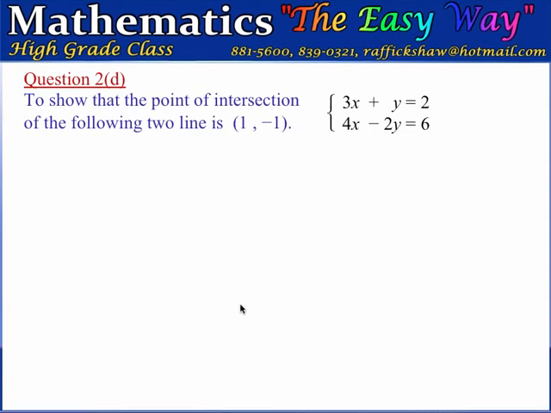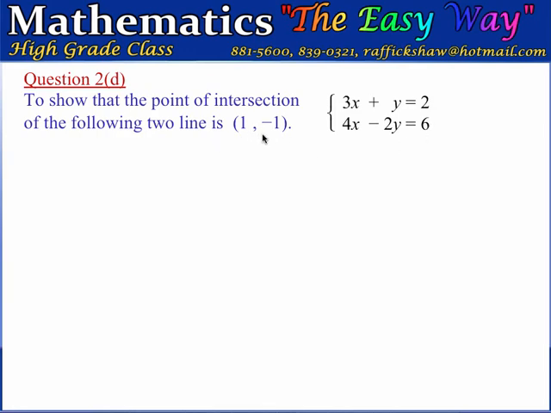Let's move down now to part D. Now part D wants us to show that this point, 1, negative 1, is the point of intersection of these two lines. Now what we can do, we can solve these two equations simultaneously, and show that this is the result.